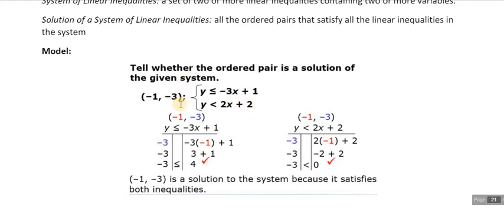So upon substituting negative 1, negative 3 into the first linear inequality, we ended up with negative 3 is less than or equal to 4, which means, yep, that's good. Next, I plug in negative 1, negative 3 into the second linear inequality. Upon doing some PEMDAS, we end up with negative 3 is less than 0. Another true statement, therefore good. So because negative 1, negative 3 made both inequalities true, this is a solution.